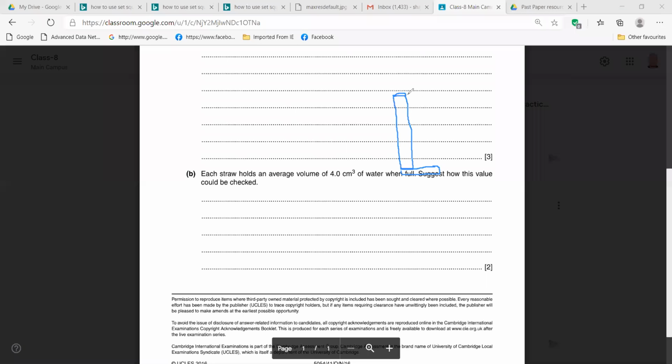Sir, can this value be checked mathematically? Sir, can we use the volume of cylinder formula? Listen first. After pouring all the water, like 10 times into the measuring cylinder, you will get a volume, right? For example, it is coming 39 centimeter cube. So if you calculate 39 divided by 10, how much is coming? 3.